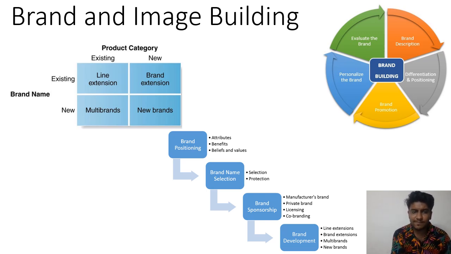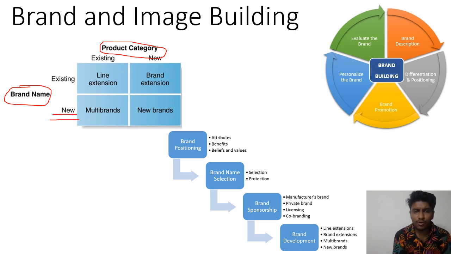If we speak about brand building, there are two ways in which we need to classify: product category and brand name. The brand name is either new or existing, and the product category is new or existing. If the product category is existing and the brand name is also existing, we call it a line extension, like Redmi Note 9 Pro, Redmi Note 9 Pro Max, iPhone 12, iPhone 12 Pro, iPhone 12 Pro Max. That is a line extension. The category is known, the brand is known, but the product that is introduced is different.